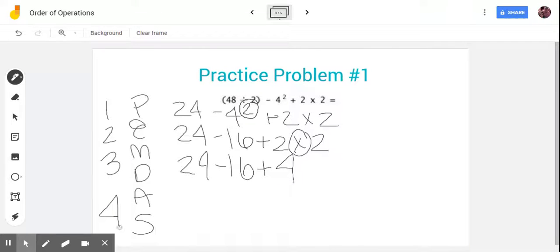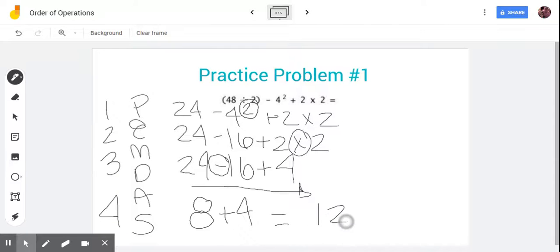And then now we're going to look for addition and subtraction. We're going to move from left to right, and whatever comes first when going from left to right, you see a subtraction. So 24 minus 16 is what we'll solve first, and that's 8. And then 8 plus 4 is the rest of the equation. So 8 plus 4 equals 12, and that will be your final answer.